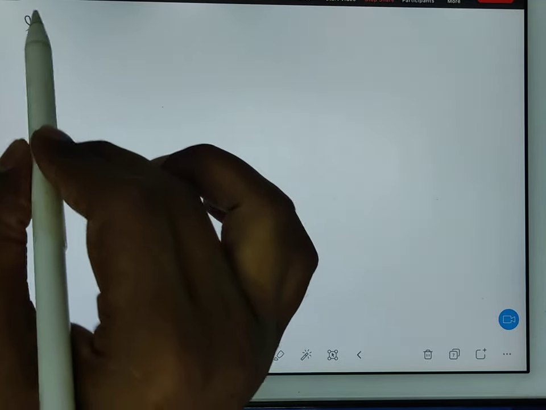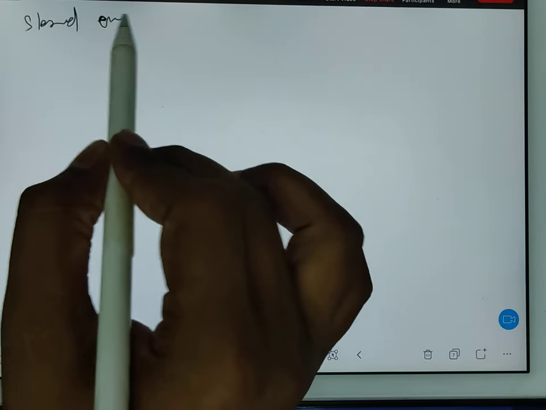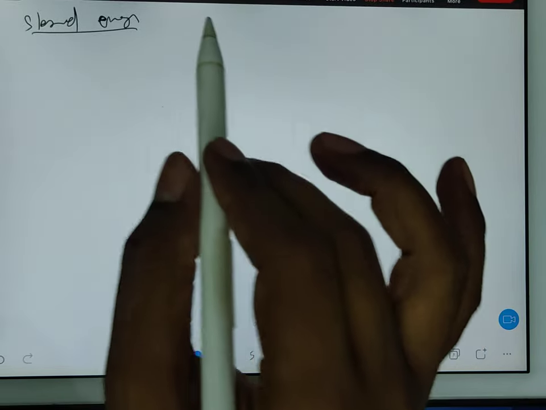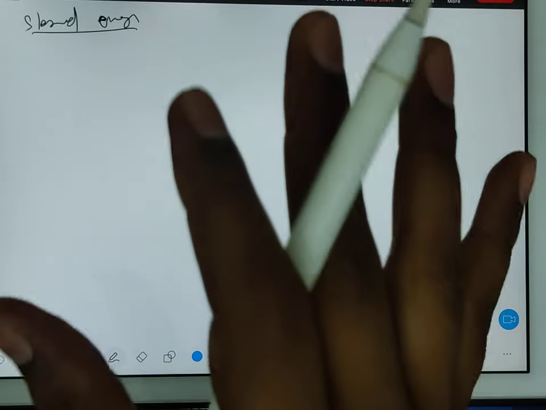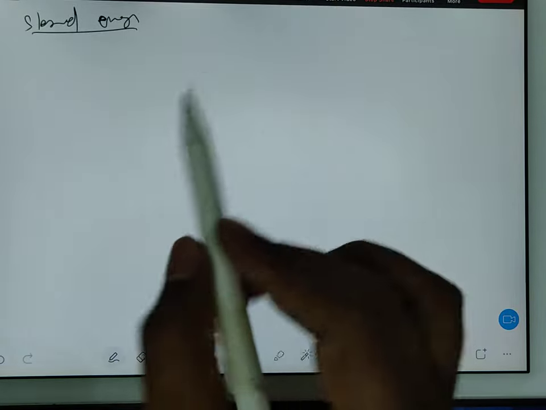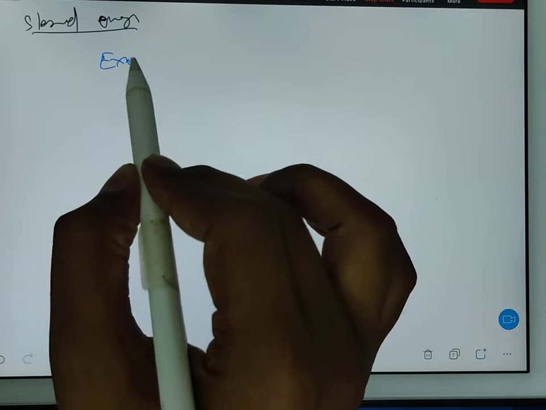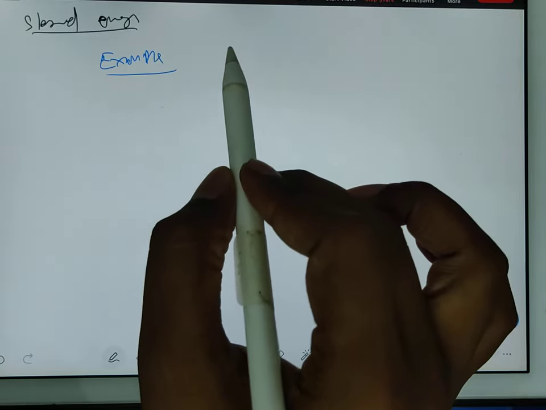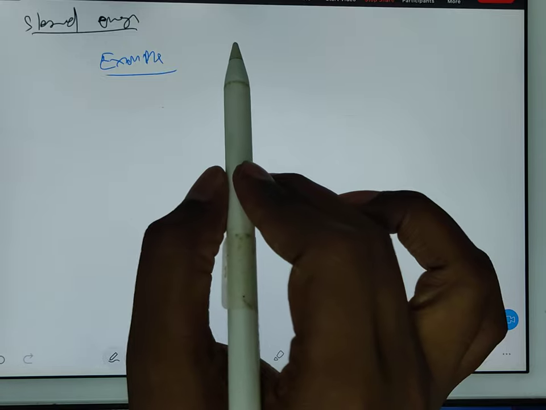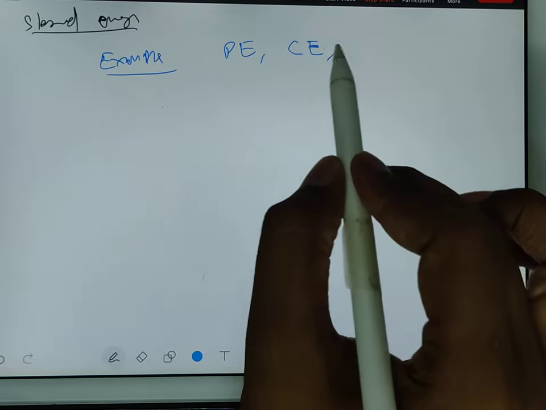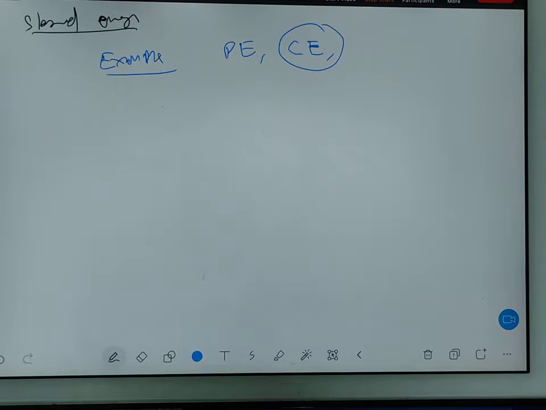See here. Now you mention in detail what is stored energy. Stored energy is very clear. All types of energies, whatever you can store. For example, what types of energies can you store? Potential energy you can store? Yes. Chemical energy you can store? Yes. Like where is chemical energy being stored?